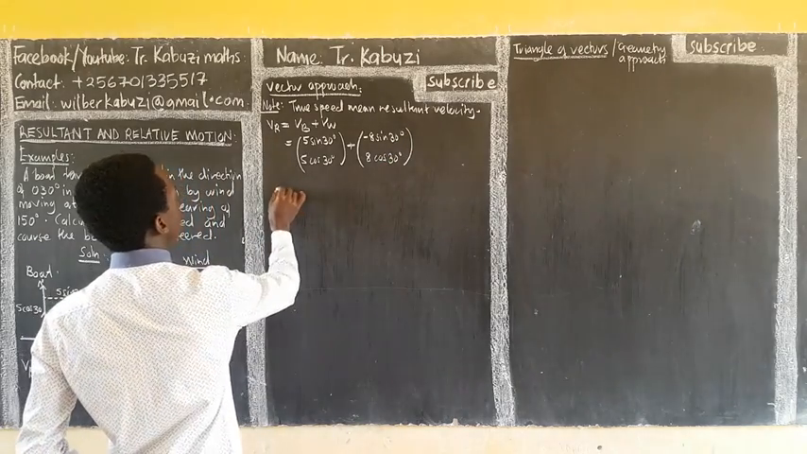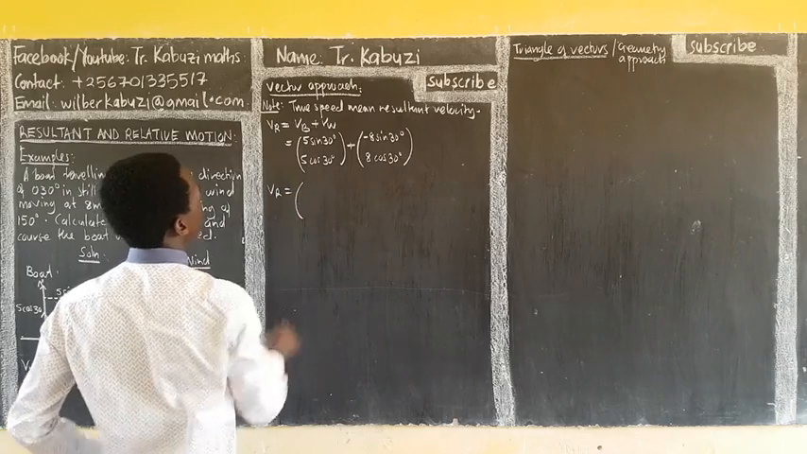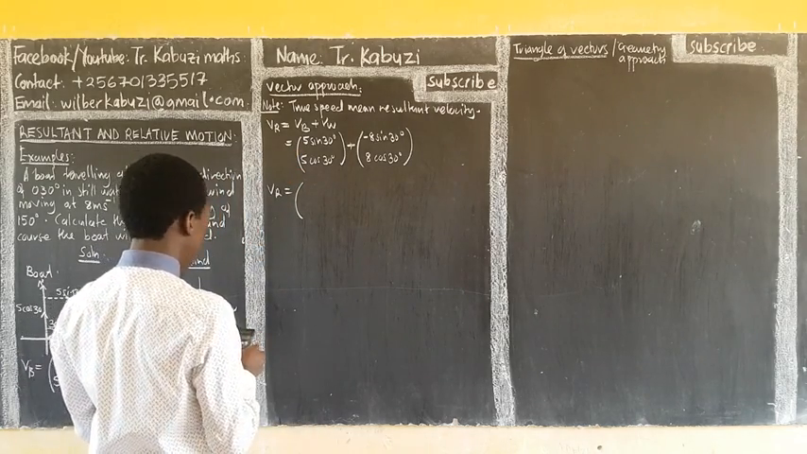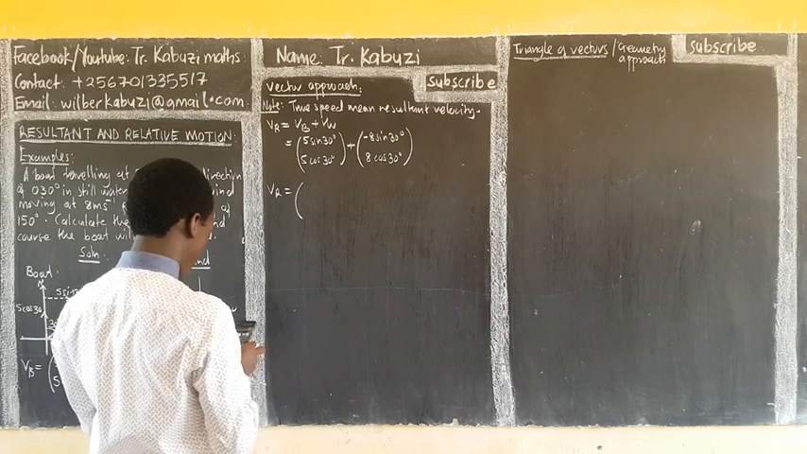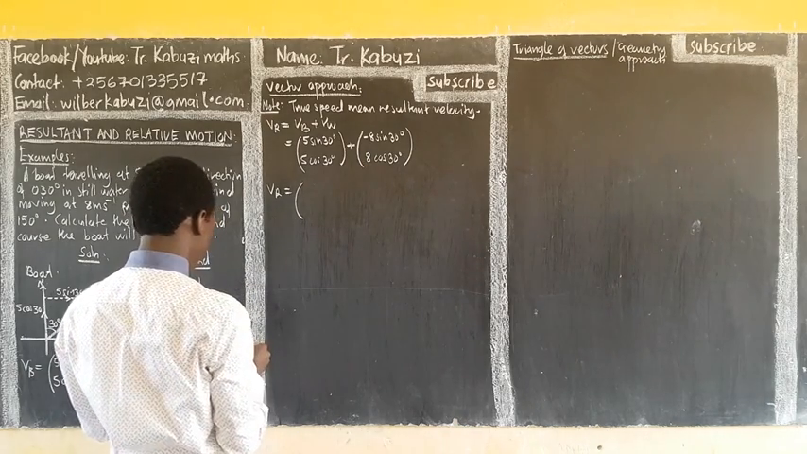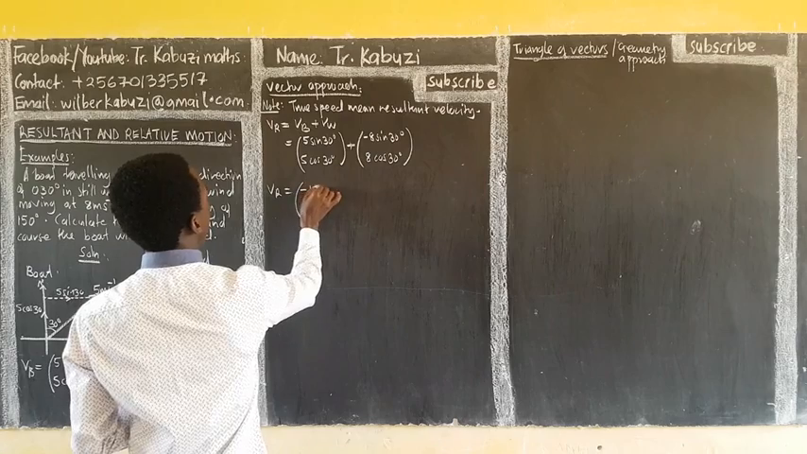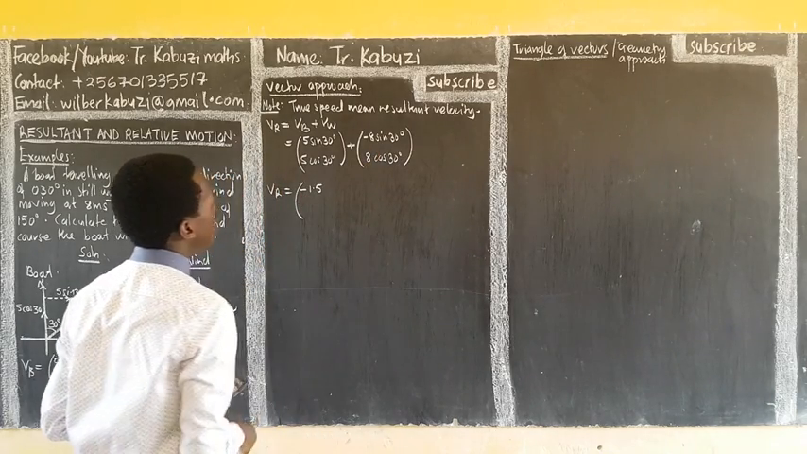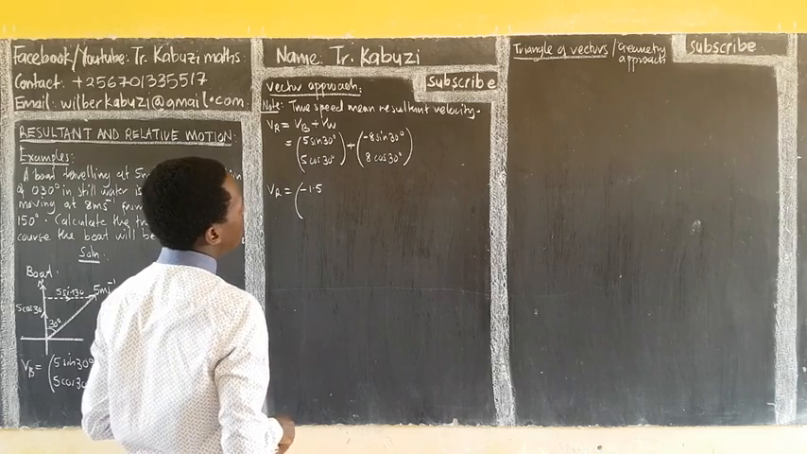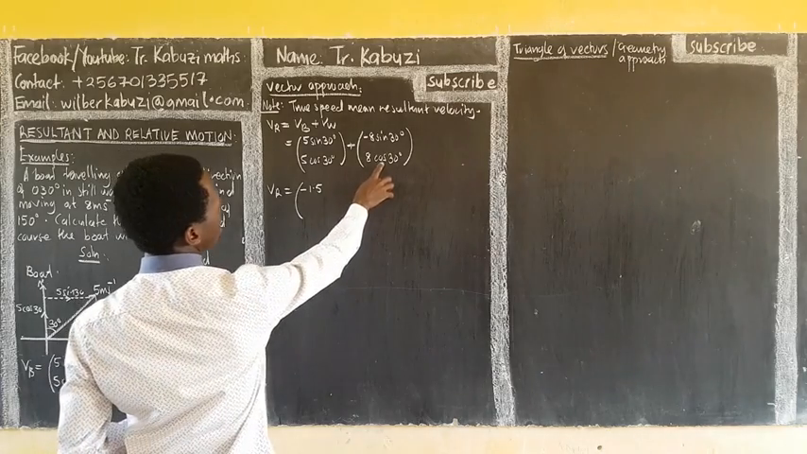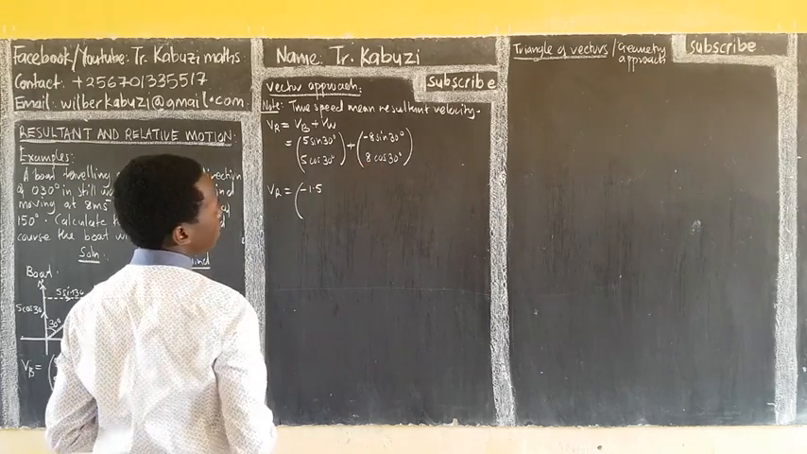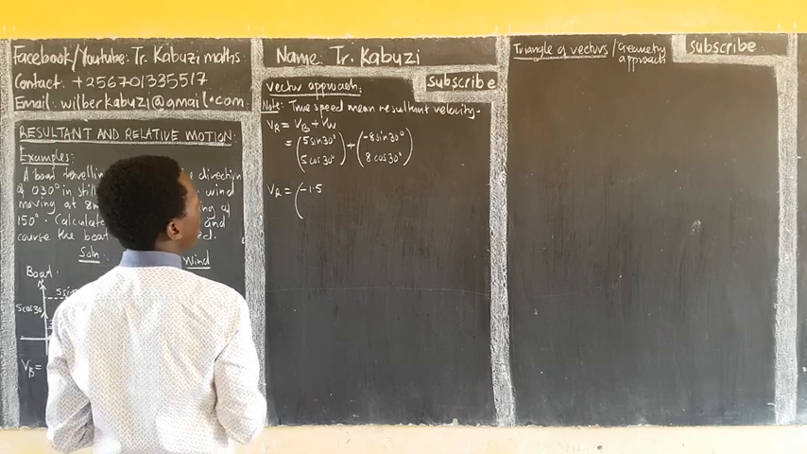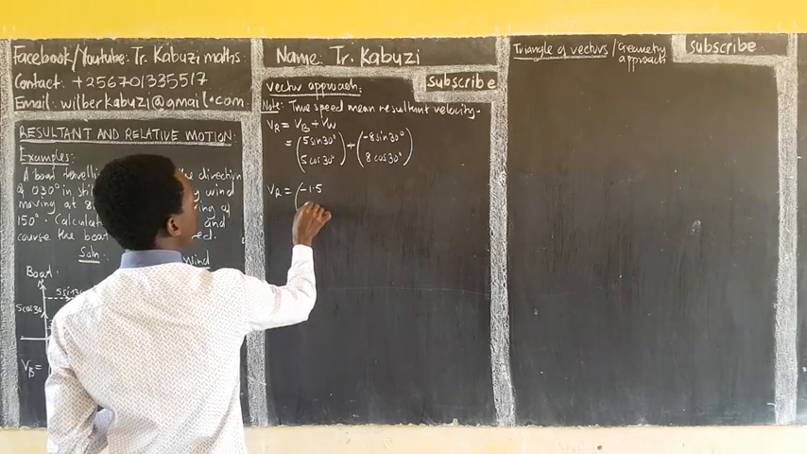And so from there, our resultant velocity is going to be, this is 2.5, minus 4, which is negative 1.5, because this is a half and this is a half. Then this one is going to be 2.5 root 3 plus, this one is 4 root 3, which gives 8 root 3.